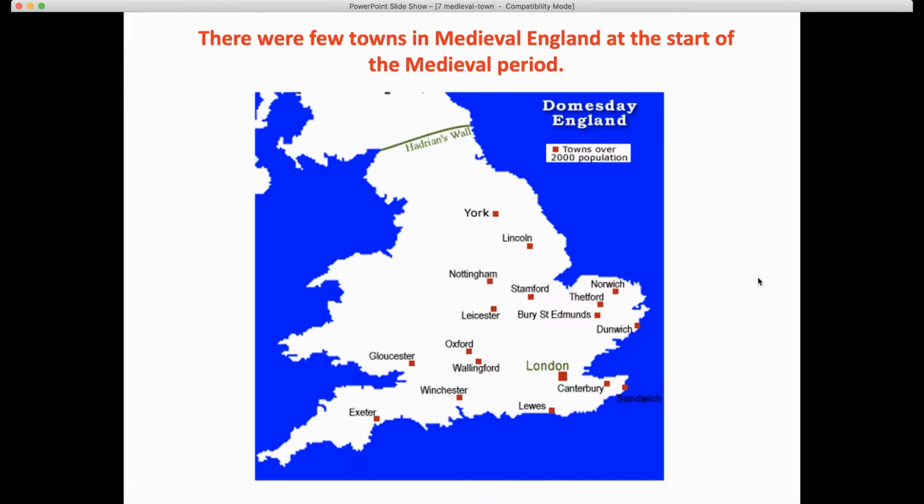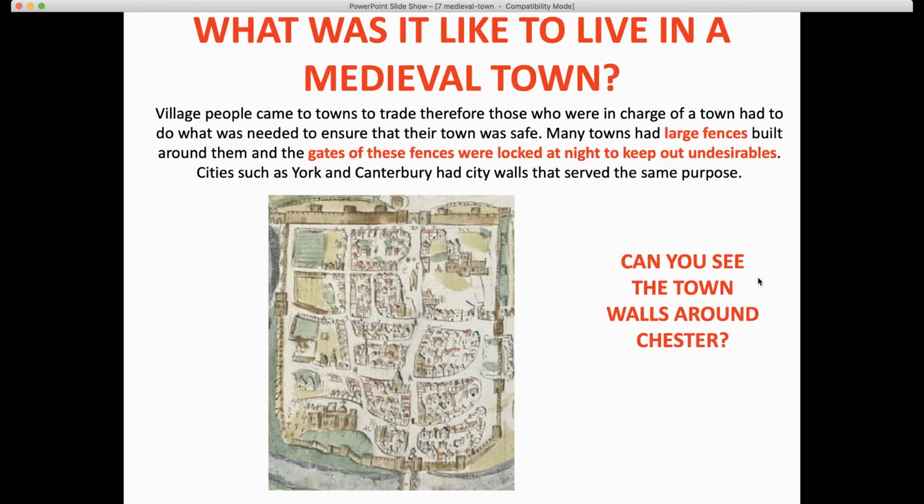So, across medieval England, there weren't a huge number of towns. Now, this map shows towns that had a population of over 2,000 people. To give that some perspective, Saltburn has a population of 6,000, so it would be considered an enormous town at this time, but obviously then it didn't have that many people.